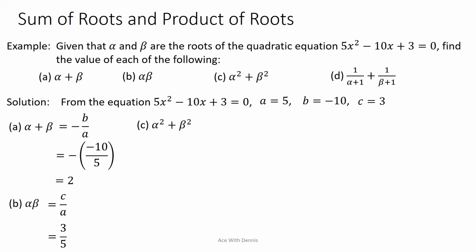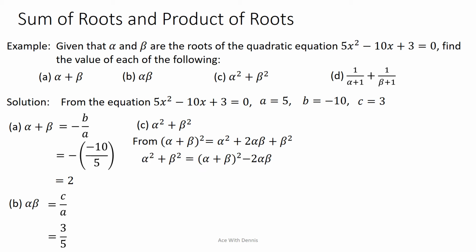For c, alpha squared plus beta squared, from the formula (alpha plus beta) squared equals alpha squared plus 2 alpha beta plus beta squared, we make alpha squared plus beta squared the subject, and it becomes (alpha plus beta) squared minus 2 alpha beta. And we substitute the sum of the roots and the product of the roots, we get 2 squared minus 2(3 over 5), and the answer is 14 over 5.